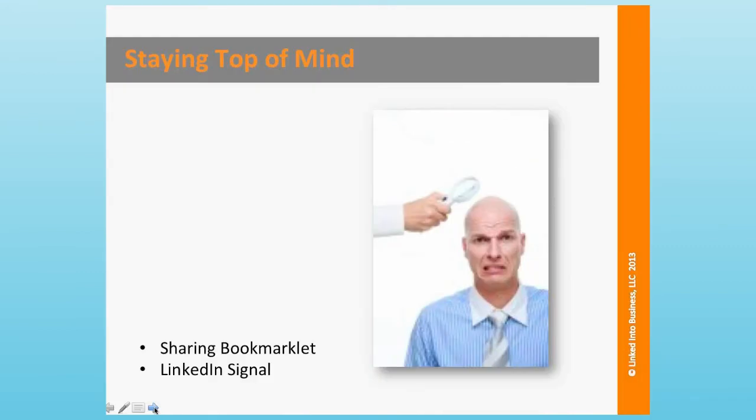Okay, so now you know how to find people, and now you know the various ways that you can communicate with people. Once you've developed a network, how do you stay top of mind with them? Well, the first way is sharing updates, and the easiest way to share updates is through a tool called the Sharing Bookmarklet. The second way is to use LinkedIn Signal to monitor what people are saying and then respond to them.